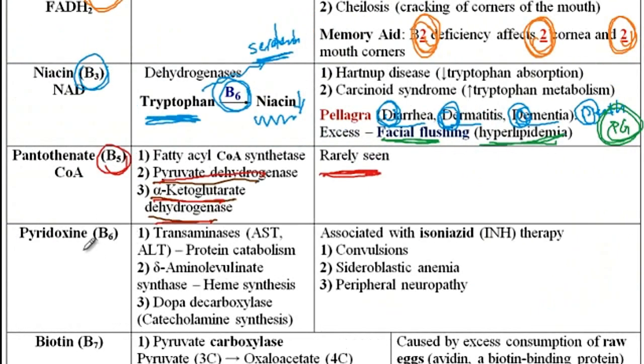The next vitamin is vitamin B6 or pyridoxine, which is required for aspartate transaminase as well as alanine transaminase enzyme activities, which are required for protein catabolism. In addition, it is required for delta-aminolevulinate synthase activity, which is required for heme synthesis. And then finally, vitamin B6 is required for the dopa decarboxylase enzyme activity, which is required in the catecholamine synthesis pathway. So therefore, deficiency of vitamin B6, which is commonly seen for instance with drugs like isoniazid, can cause convulsions. It can also lead to sideroblastic anemia because it's now interfering with the heme synthesis pathway, and it could also lead to peripheral neuropathy.